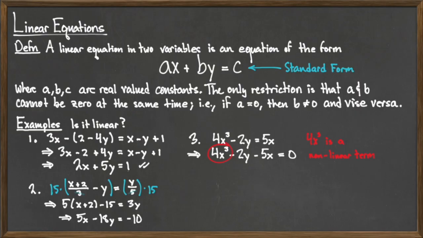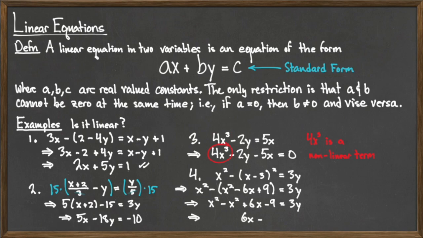For a fourth example, look at x squared minus the quantity x minus 3 squared equals 3y. Now, just because I see terms like x squared present, it doesn't automatically disqualify this. I have to simplify and see if anything maybe cancels out. When I FOIL that square term and I simplify and combine all like terms and then write it in standard form, it looks like those x squareds actually canceled out. I end up with the equation 6x minus 3y equals 9. So I do have a linear equation in this case. That's why it's always important that we simplify, convert to standard form, and check.